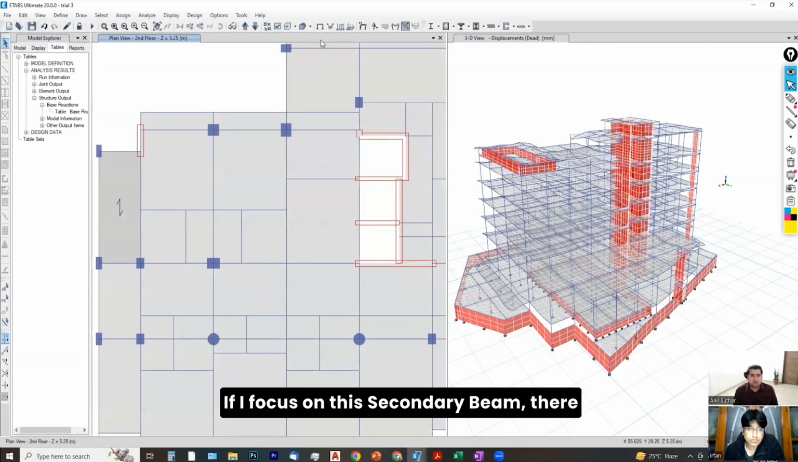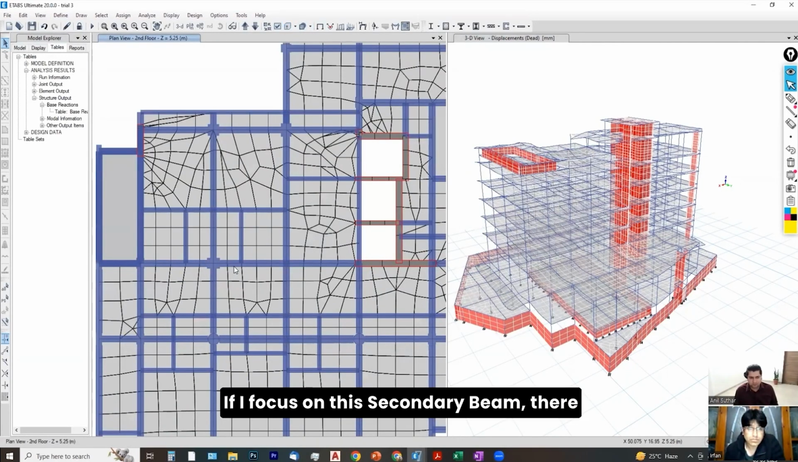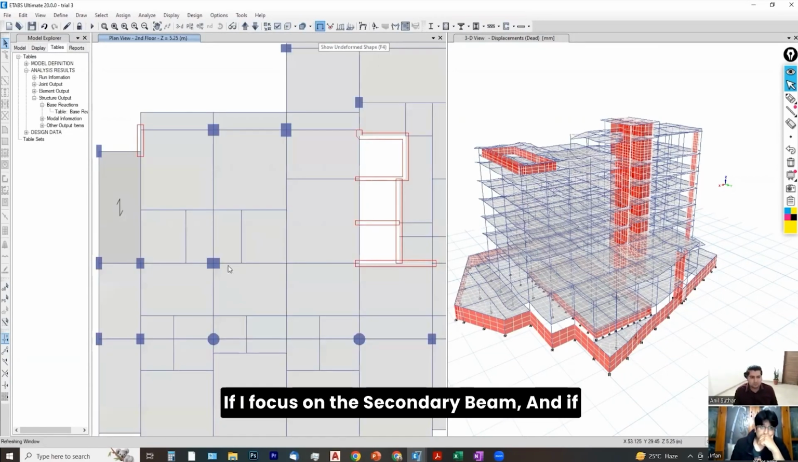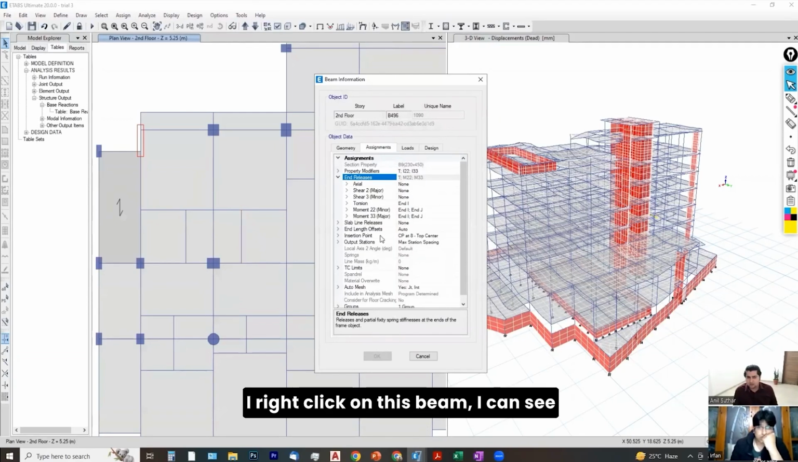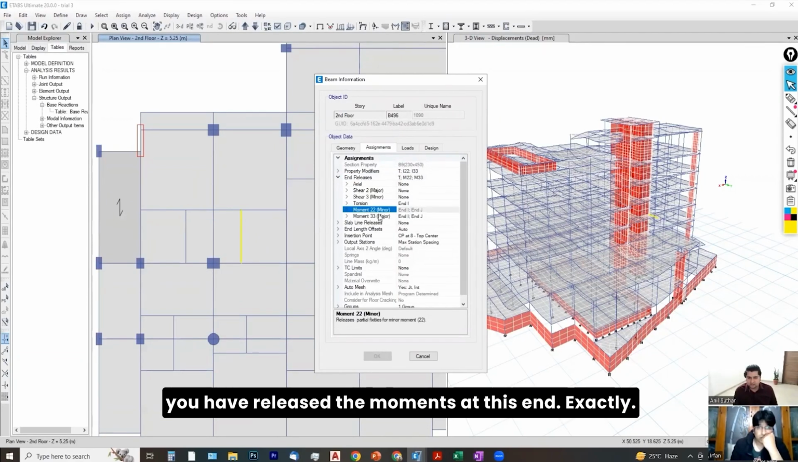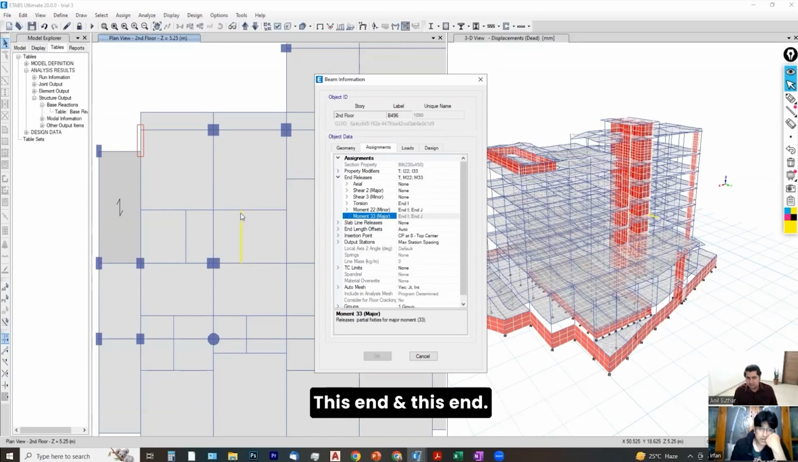If I focus on this secondary beam, there are many secondary beams in your plan. If I right click on this beam, I can see you have released the moments at this end. Exactly, sir. This end and this end.